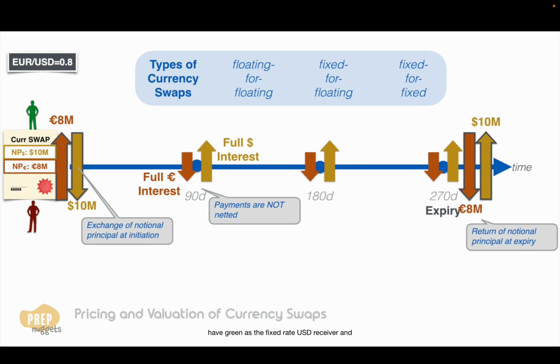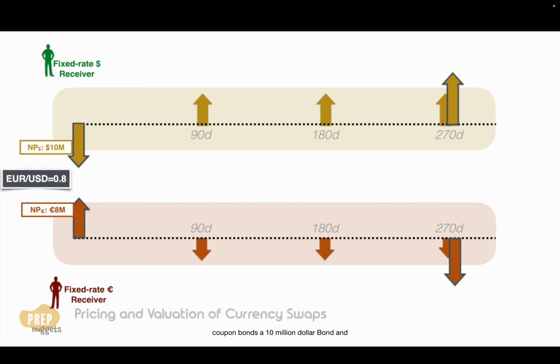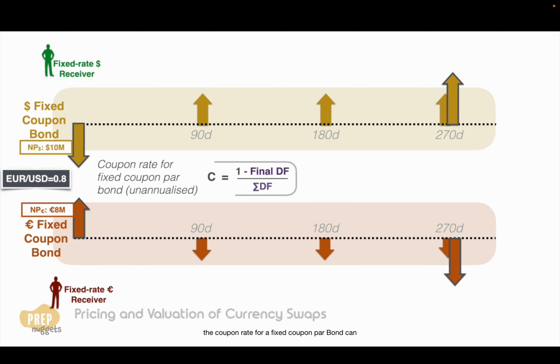So for this swap, we have green as the fixed rate USD receiver and red is the fixed rate euro receiver. This swap can be replicated with two fixed coupon bonds, a $10 million bond and an €8 million bond. In the lesson on interest rate swaps, we've proven that the coupon rate for a fixed coupon par bond can be calculated based on 1 minus the final discount factor divided by the sum of discount factors.